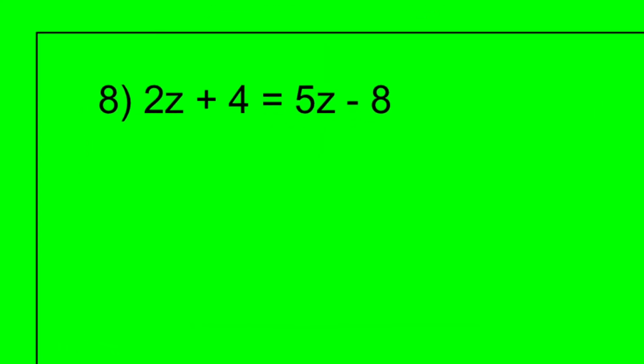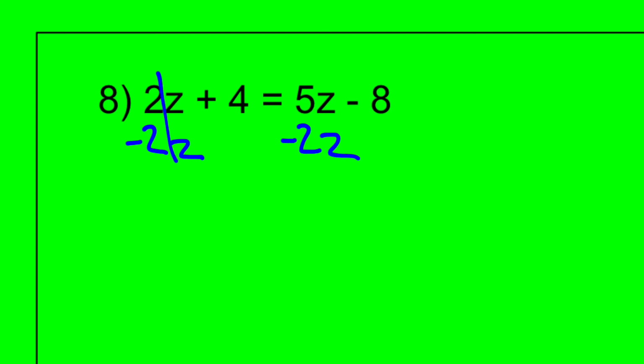Okay, let's look at another one. 2z plus 4 equals 5z minus 8. Well, I don't like these ones where I use z as a variable. That's a poor choice on my part because z's look like 2's. But what I would do, since I have a variable on both sides of the equal sign, I would take the smaller one and just do minus 2z. And then do minus 2z on the other side. And here's what I'm left with.